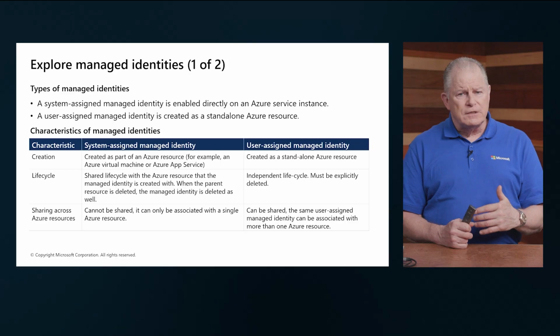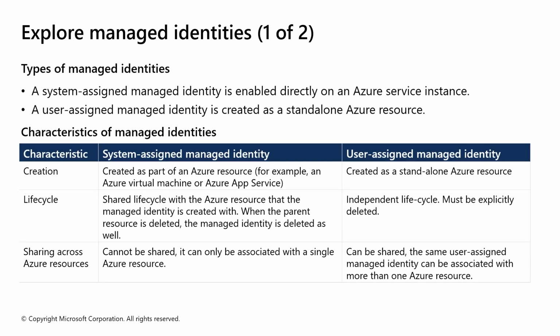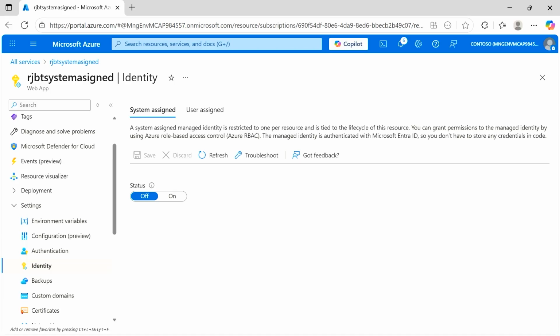Now I'm going to go to the interface and show this first, and I'm going to come back and take a look at this. But the major characteristics are the system-assigned and the user-assigned, which I'll show you, and then we'll come back and take a look at the characteristics once we've seen how they're created. So let's go take a look at how this is done in the portal.